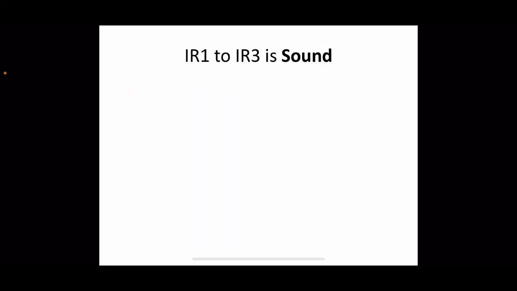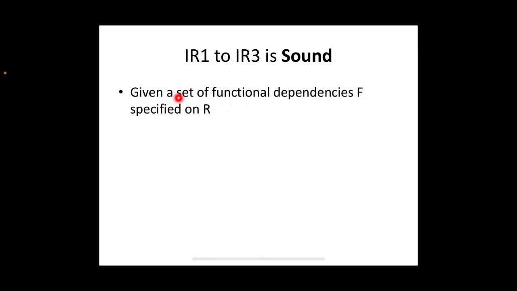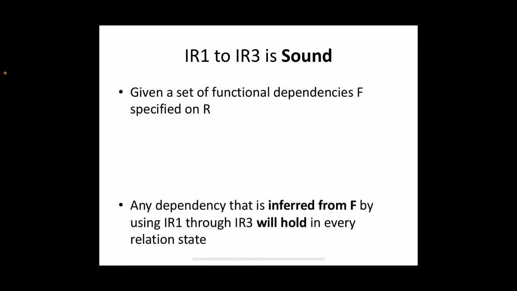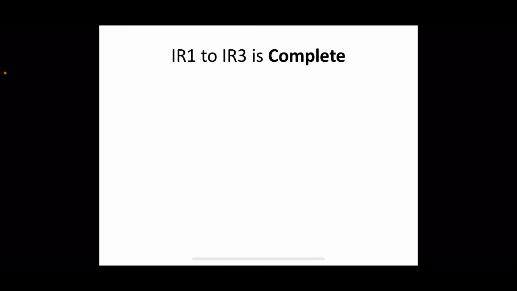Now it is said that IR1 to IR3, these three different rules, are sound. Okay? What do you mean by sound? That means given a set of functional dependencies F specified on a relation R, any dependency that is inferred from F by using IR1 through IR3 will hold in every relation state. Whenever the functional dependencies F are satisfied, then definitely all the dependencies inferred through IR1 through IR3 also will be satisfied. And also IR1 to IR3 is complete.